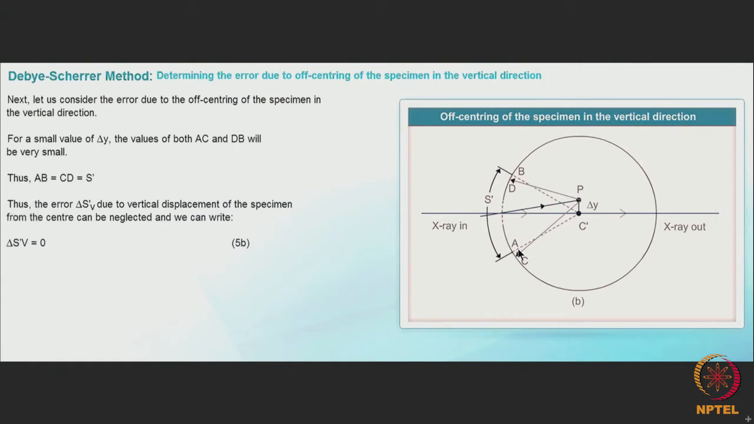Effectively, if the value of delta y is very small, then what will happen? We will have a situation where A C and D B can be considered very small, and as a result we can take A B equal to C D equal to S prime. Thus, the error delta S prime V for vertical displacement of the specimen from the center can be totally neglected. So, we can write delta S prime V, the error in the measured value of S prime due to the vertical displacement of the specimen from the center of the camera, will be equal to 0.